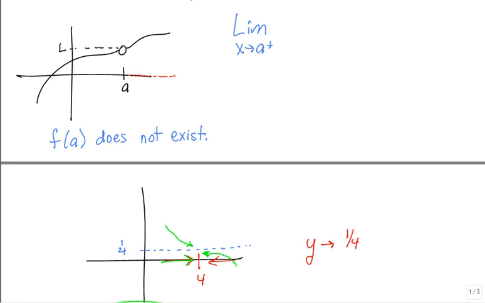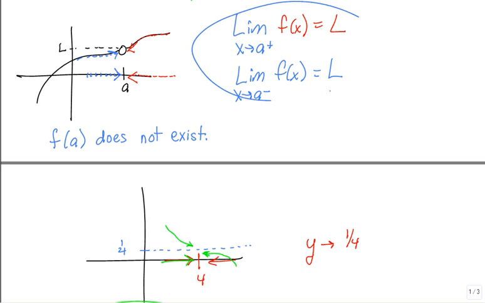We're coming in from the right. The graph is coming in to L even though it doesn't exist. And as you come in from the left, coming in from a from the left, the graph is still approaching L. So you have a limit here.